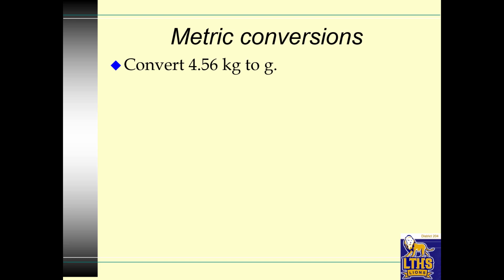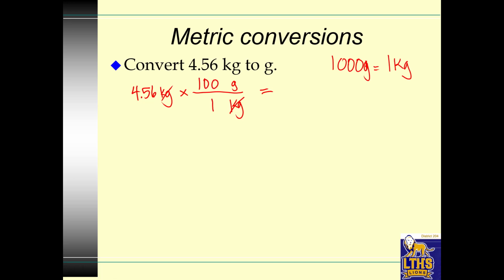Okay. So metric conversions, the same way. I need to change 4.56 kilograms to grams. I know that there's 1,000 grams for every 1 kilogram. All right, I hope that you know, and I expect you to know the relationship between grams and kilograms. So I could take 4.56 kilograms, and I'm multiplying by a fraction. And that fraction is a conversion factor where kilograms goes on the bottom, grams goes on top. The reason I put kilograms on the bottom is so that they go away. Now I have to make this a true statement using my conversion factor. All right, so that means that 4,560 grams is the same as 4.56 kilograms.